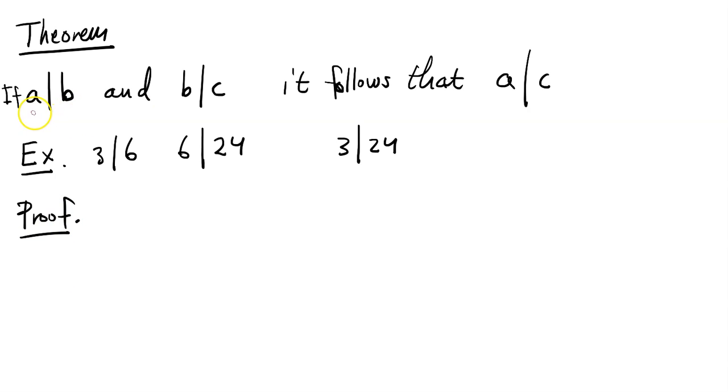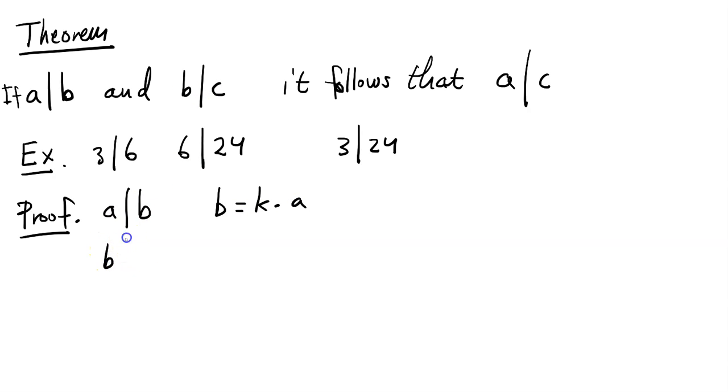So we want to prove that if this is the case, then this follows. Okay, so we assume that this is the case. And per definition, that means that b is equal to k times a, where k is some integer. It means that there exists some integer k, so we can write like this. That's the meaning of a divides b.